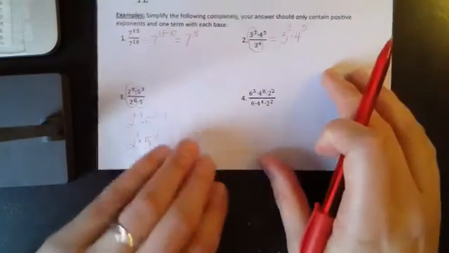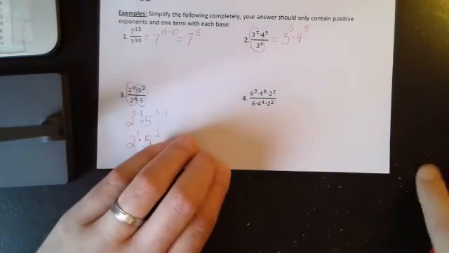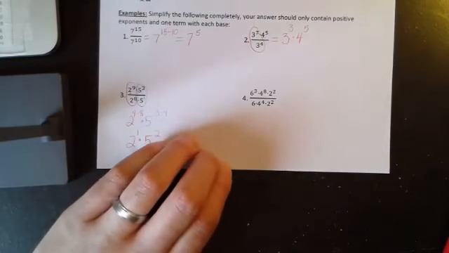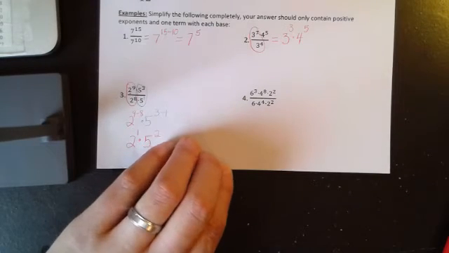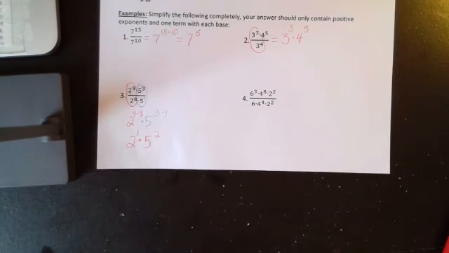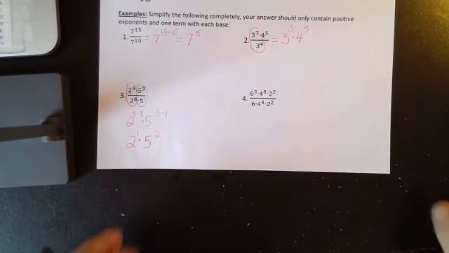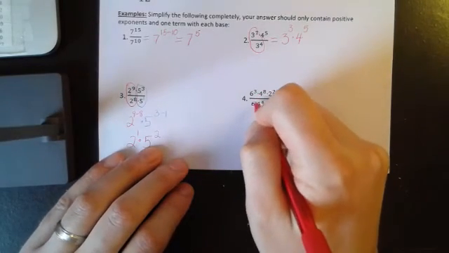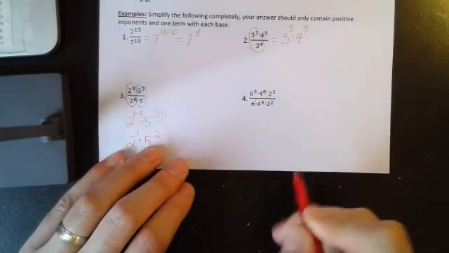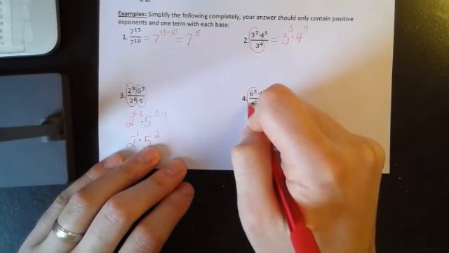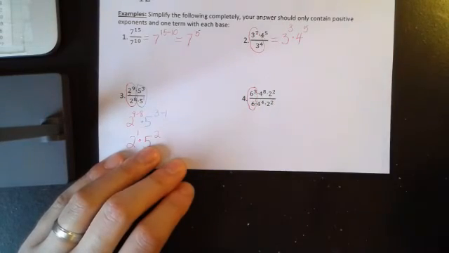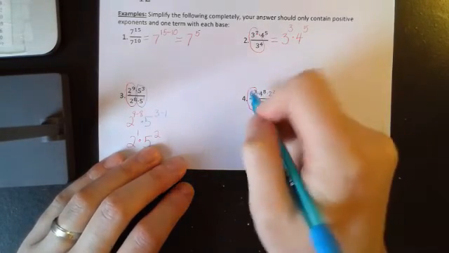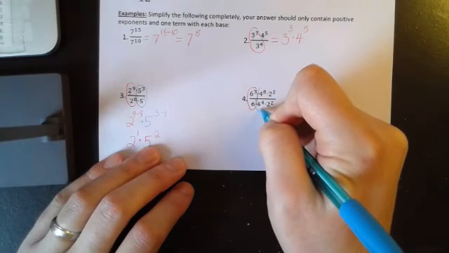All right, taking a look at our last example, we get a 3rd color. Let's start by pairing our bases. So we have a 6 to the 3rd divided by 6. Remember, even though you don't see an exponent there, that's to the 1st. So we're going to pair these. And we have a 4 to the 8th divided by 4 to the 4th.